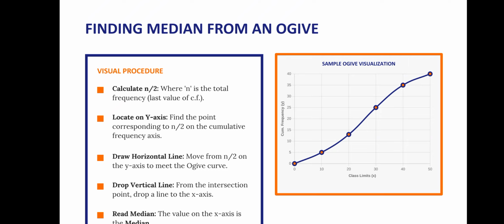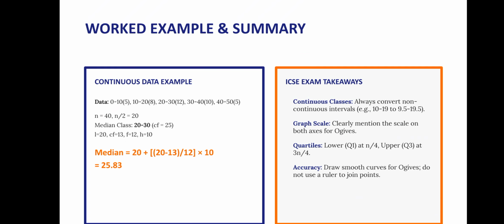As you can see in the graph here, we have some values on the x-axis, which is the class limit actually, and some values on the y-axis, which is the cumulative frequency. Now we have an example here, continuous data example: 0 to 10, 10 to 20, 20 to 30, 30 to 40, 40 to 50. And yes, the values are also given here.